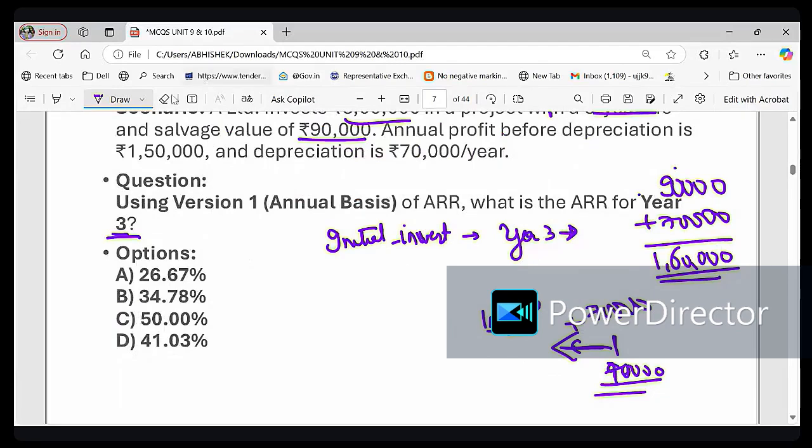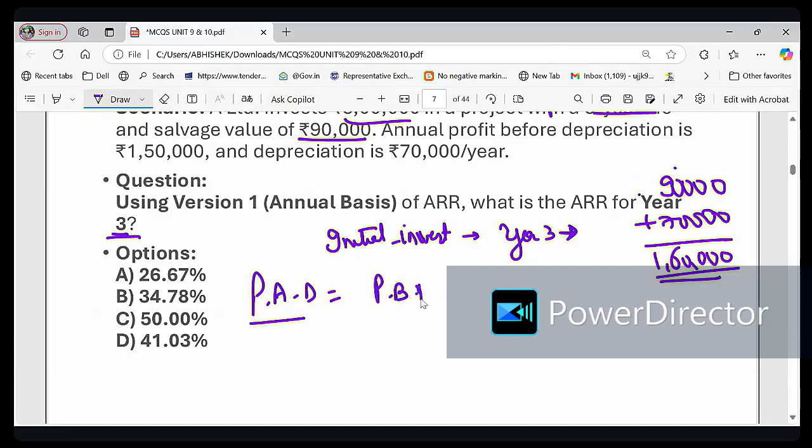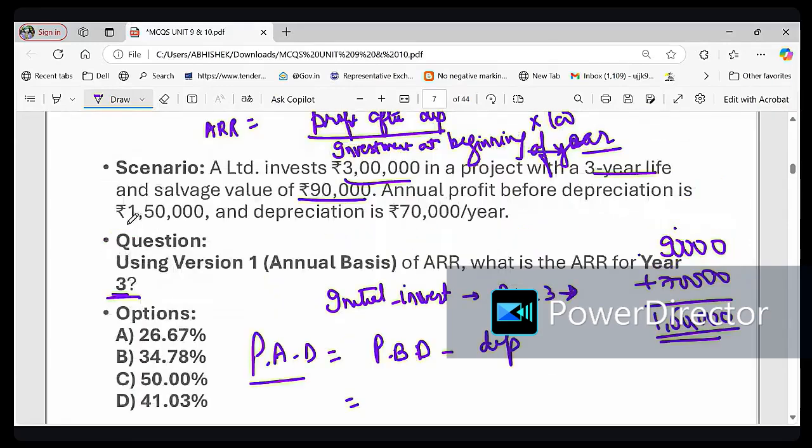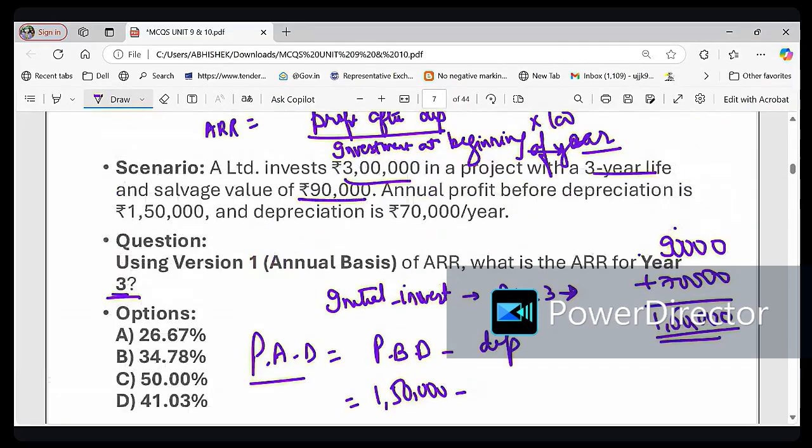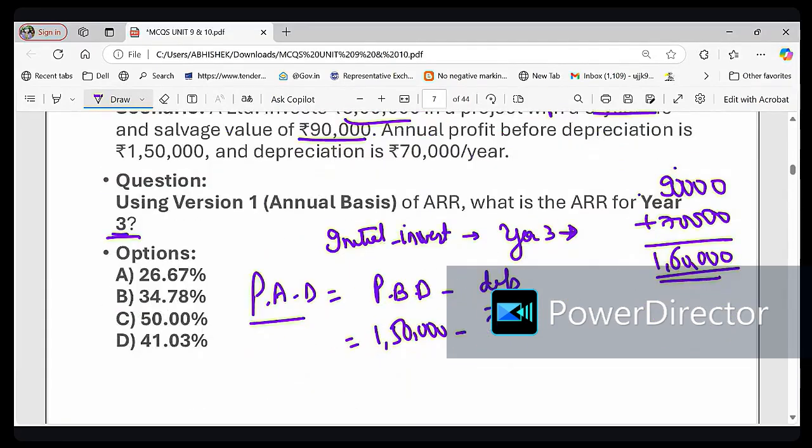What is the profit after depreciation? Can you tell me what is the numerator? Numerator is profit after depreciation. In short, we write PAD, profit after depreciation. How much can you calculate it? It is nothing but profit before depreciation minus depreciation, right? And what is the profit before depreciation? You can see 1,50,000. And what is depreciation? 70,000, right? So just subtract 70,000 from 1,50,000. How much is the profit after depreciation? It is 80,000, right?